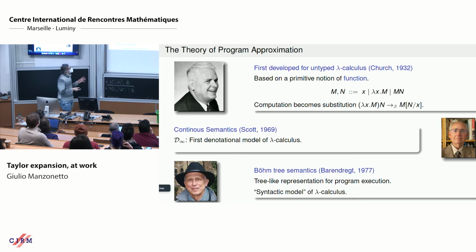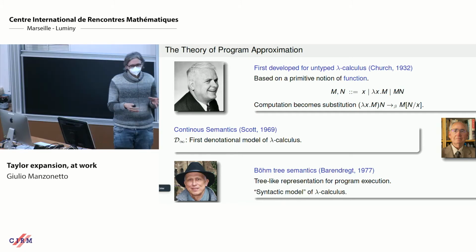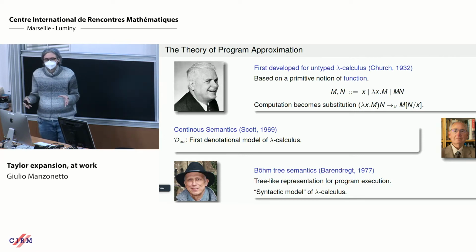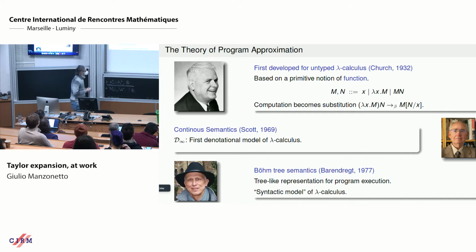Okay, so this idea allowed Scott to define the first denotational model of lambda calculus, which is called D infinity. And then some years later, Böhm trees introduced a more syntactic model. Syntactic in the sense that here the interpretation of a program is a tree, a possibly infinite tree, representing the execution of the program. And this is called the Böhm tree.